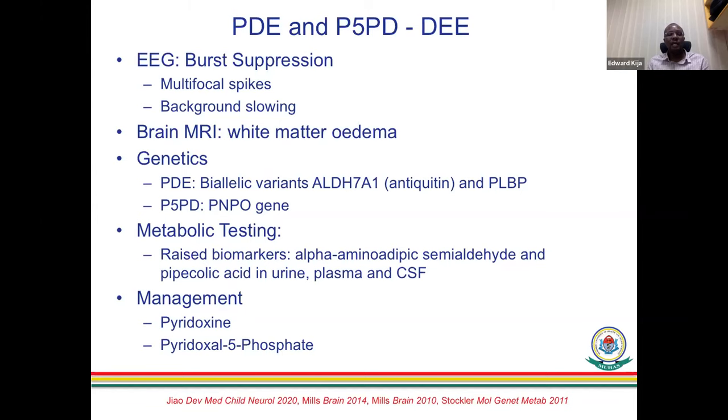Management is using either pyridoxine or pyridoxal 5-phosphate. And this should be initiated early, even before confirmation by genetic or metabolic testing, and when facilities are not available for doing genetic or metabolic testing, or which may take longer to receive the results. So patients who are suspected of having this condition should be given a trial of pyridoxine. And if they don't respond, then also pyridoxal 5-phosphate.